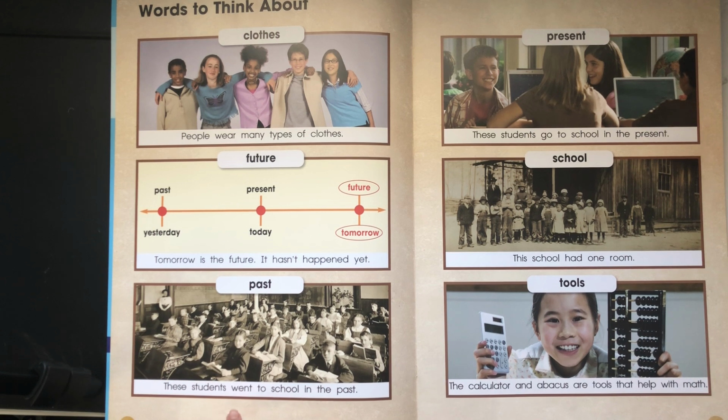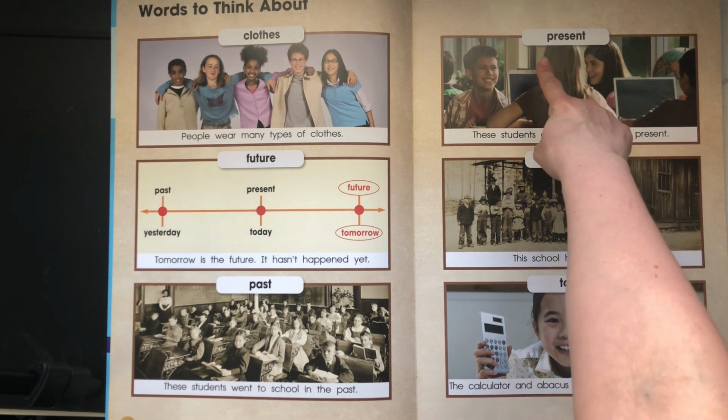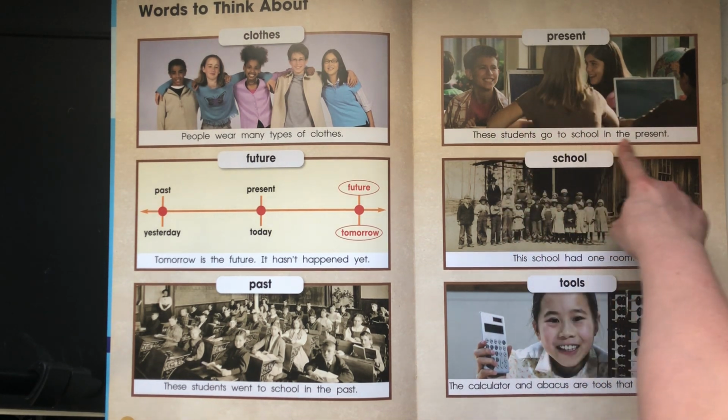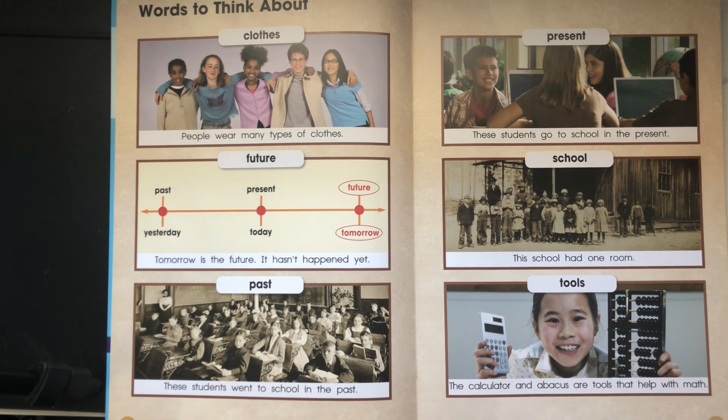Past. These students went to school in the past. So this picture is showing us what a school might have looked like years and years ago. And schools like the one you see here, that's way before even mommies and daddies were born. Okay? On this page, they tell us the word present. These students go to school in the present. You can see the photos in color. The clothes might look similar to the clothes that you wear. And they're looking at computers, like laptops in front of them. That's definitely something that we have now that in the past they didn't have in schools.